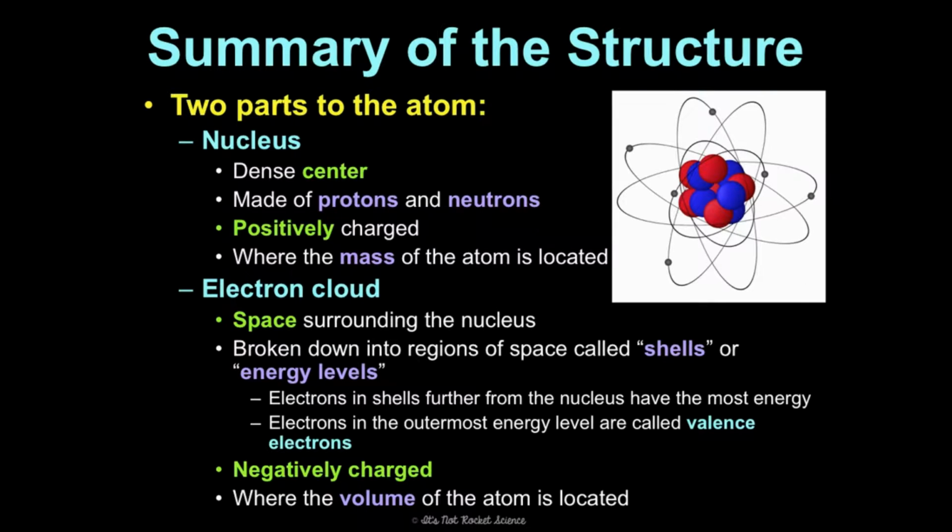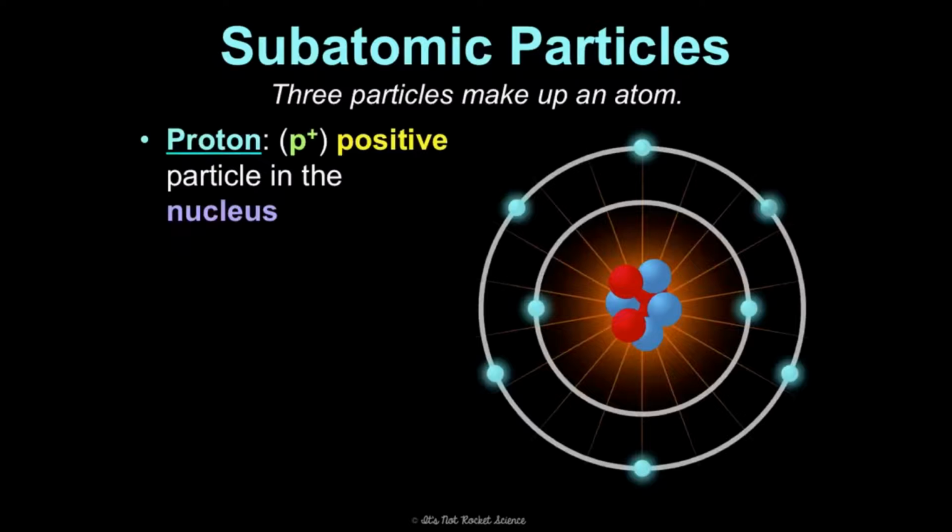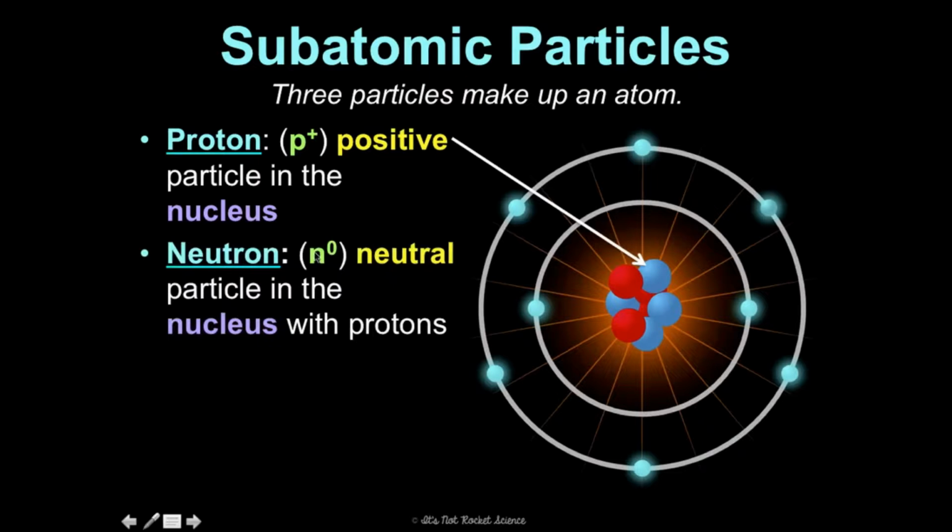All right, let's talk a little bit more about those subatomic particles, the three particles that make up an atom. So you have your protons. To abbreviate proton, if you ever want to use an abbreviation, it's a lowercase p with a positive sign. That's because it is the positive particle that's located in the nucleus, like so. The neutron is abbreviated n with a zero because it is a neutral particle. It is not positive or negative. It is also in the nucleus with the protons.